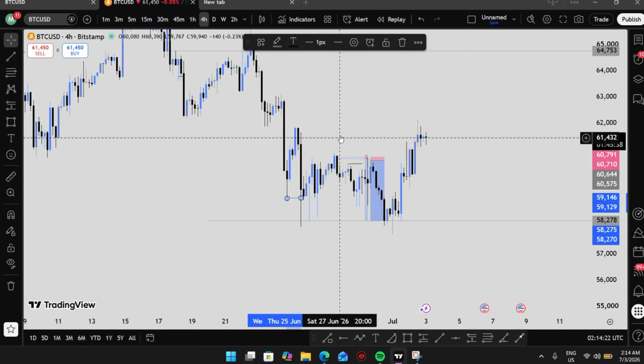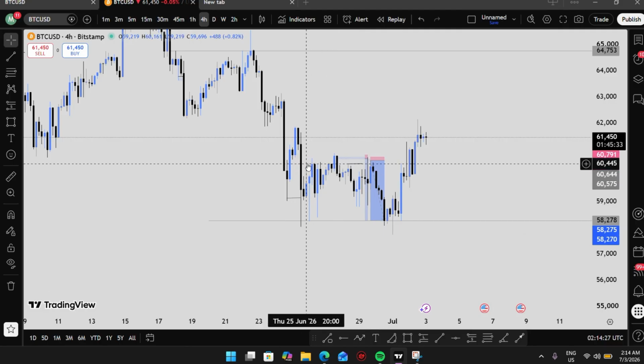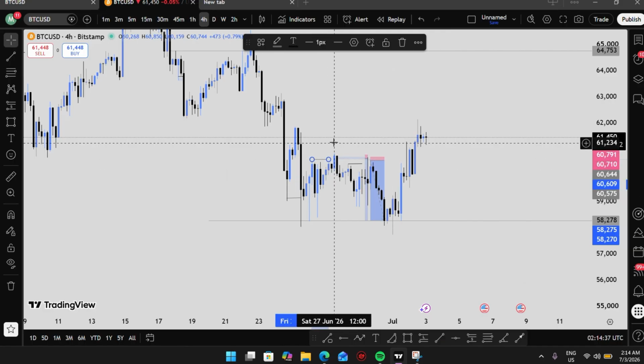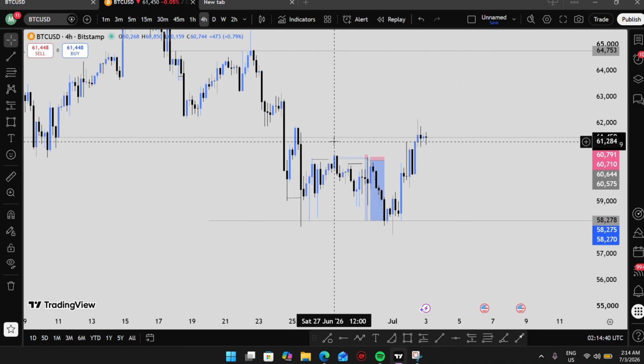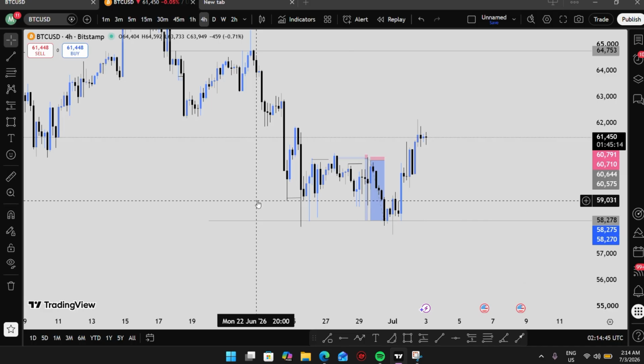So what did I see? I saw a pullback, and this pullback gives me the inducement I'm looking for. Inducement is just a form of liquidity. These are the things I look out for before I take a trade: my break of structure or market structure shift, which is the same as a change of character, then my inducement, and then my valid point of interest.